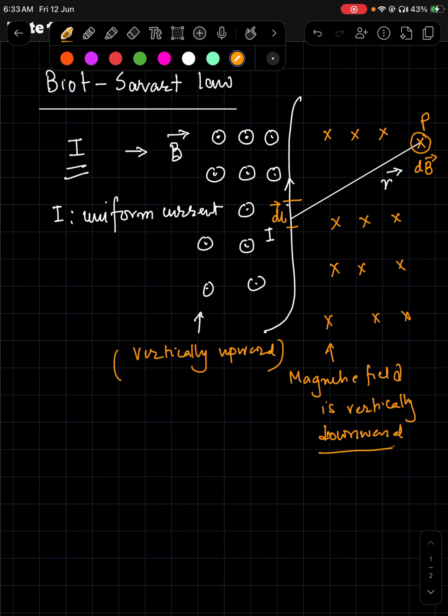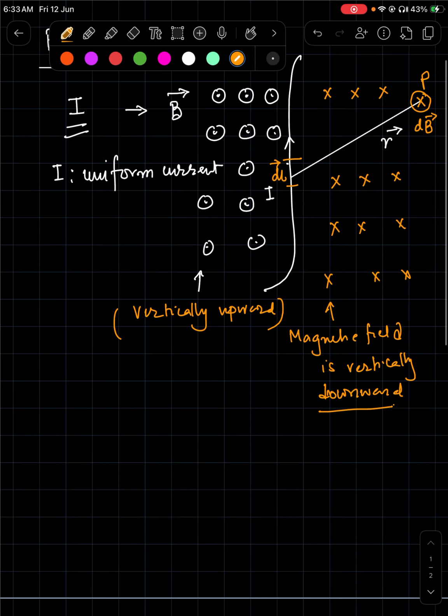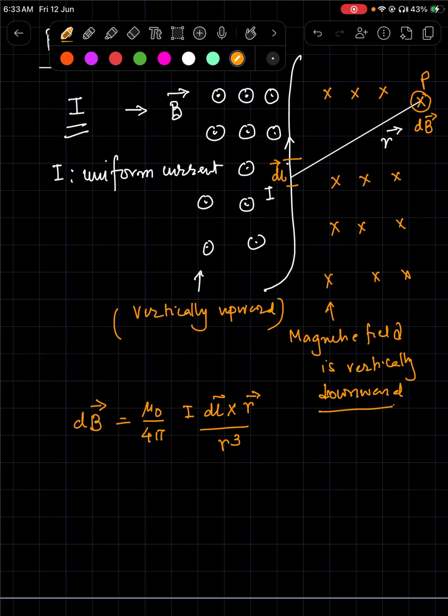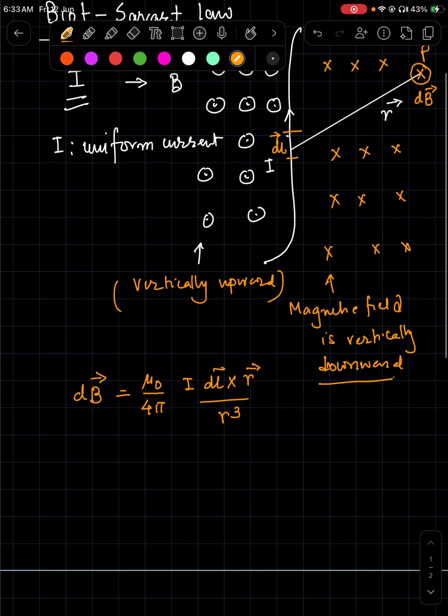Good. So according to the Biot-Savart law, dB is equal to mu naught by 4 pi, I dl cross vector r, by r cube. So this is the Biot-Savart law. This is the mathematical form of the Biot-Savart law.